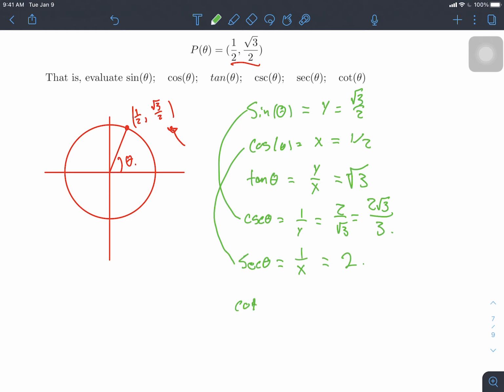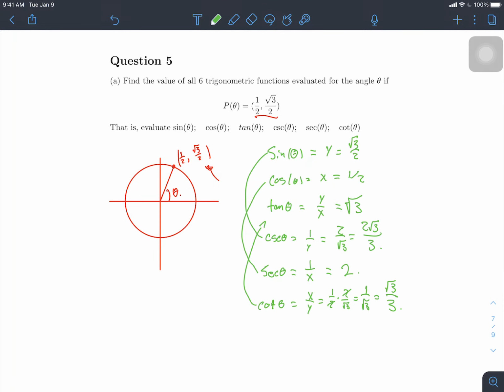And then cotangent theta is going to be the reciprocal of tangent theta, which is going to be x over y. In our case, we get 1/2 divided by root 3 over 2, which is going to be 1/2 times 2 over root 3, which is going to be equal to 1 over root 3, which is going to be equal to root 3 over 3 after rationalizing the denominator.